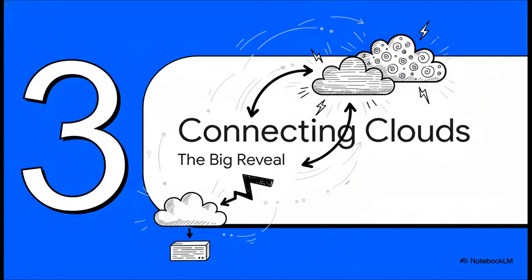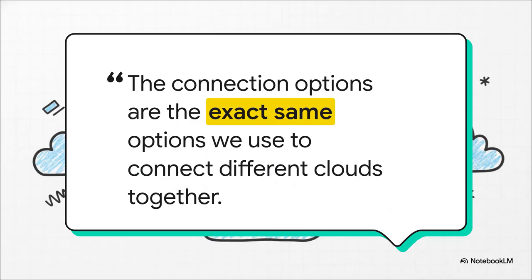Okay, so we've connected our data center to the cloud. We get it. Now for the main event. How do we take everything we just learned and use it to connect one cloud provider, like Azure, directly to another, like AWS? And this is the secret. And the secret is, there is no secret.